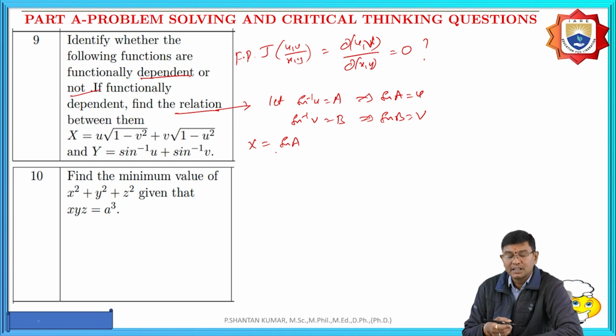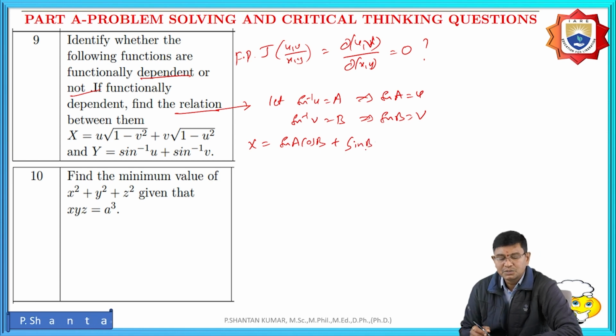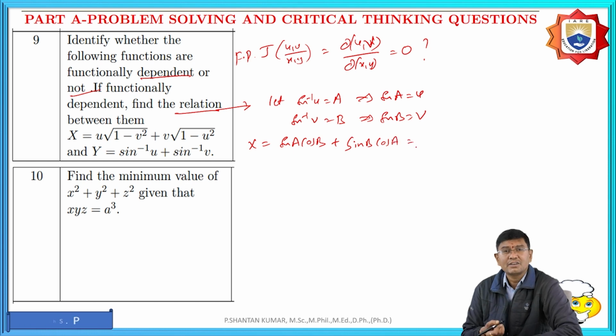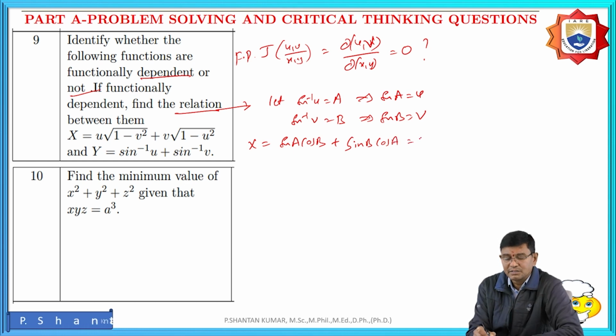Root of 1 minus v square is nothing but root of 1 minus sin square b. It is nothing but cos b. Plus it is also v. V is nothing but sin b, and again root of 1 minus u square is nothing but cos a. That is sin a cos b. Sin a cos b is nothing but, as we know, sin of a plus b.